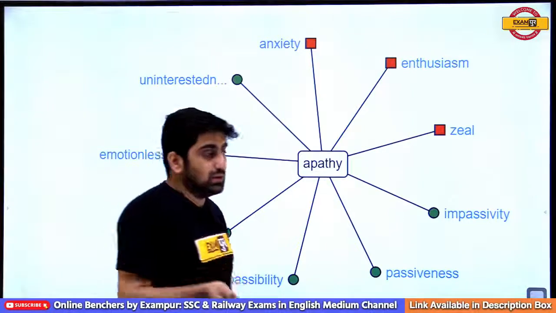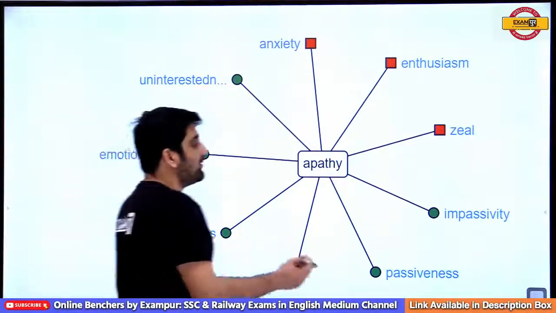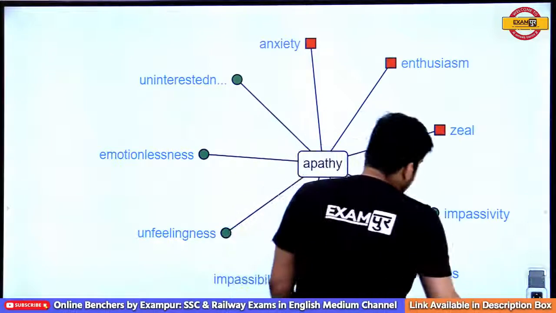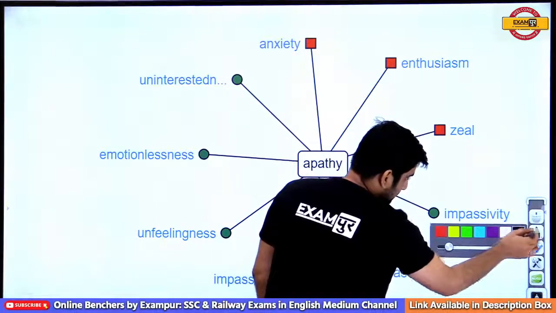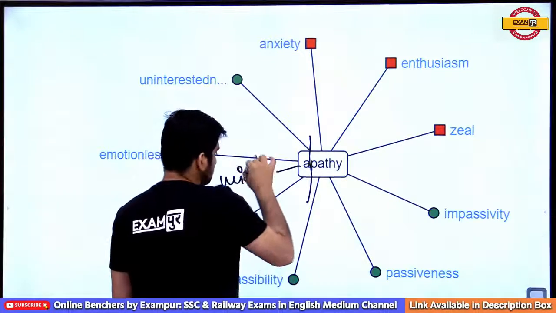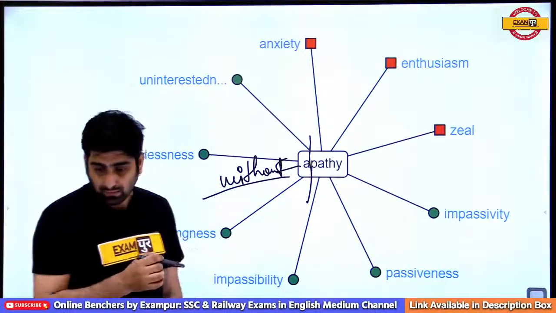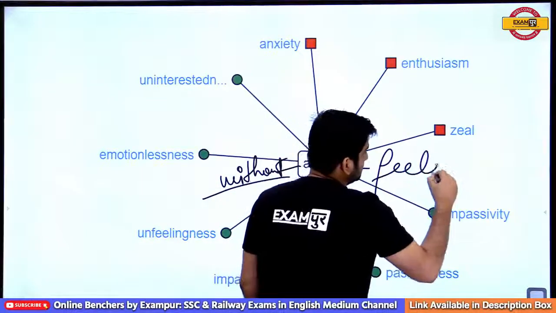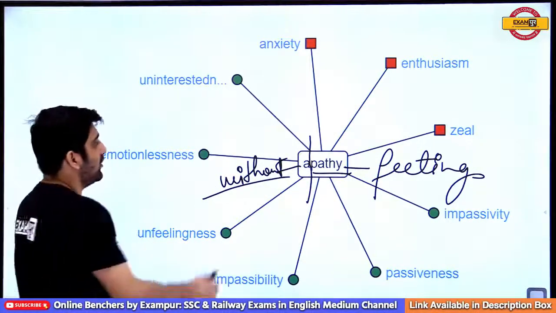Now, let us talk about the next word. We came across empathy. Now it is about apathy. See guys, whenever you have the letter A as a prefix, always remember this A. This A basically means without. Since A means without, and pathy means feeling, what do you mean by apathy? Apathy basically means without feeling.